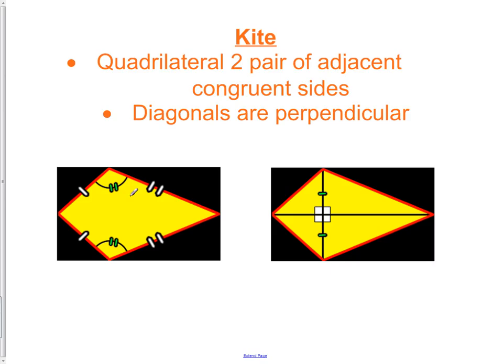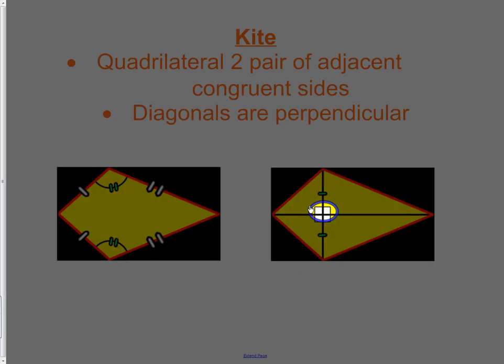If we look at the picture on the left, this side and this side are congruent to each other. If you think of a kite, it would be towards the front of the kite, and then the 2 sides in the back, or the tail area of the kite, would also be congruent. We also have that the diagonals are perpendicular. So when I create the 2 diagonals, they make 4 right angles in the center of the figure.